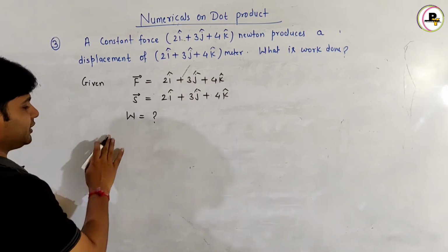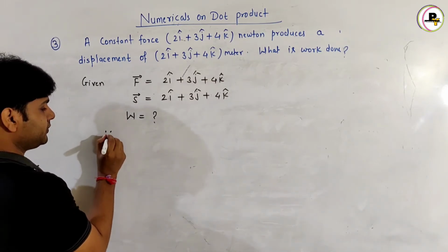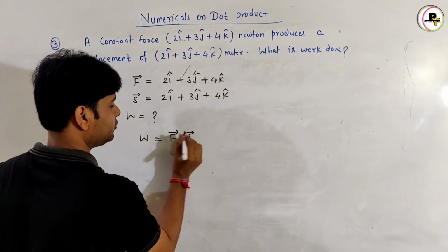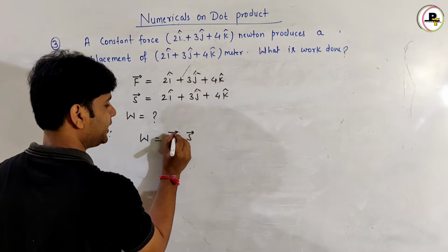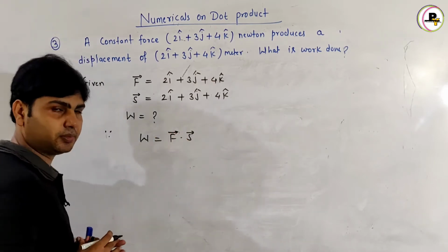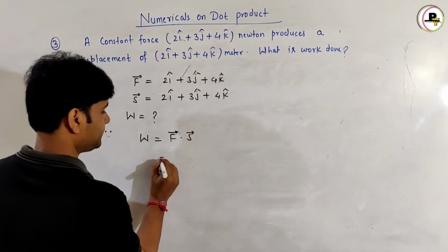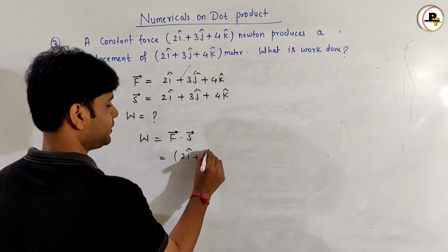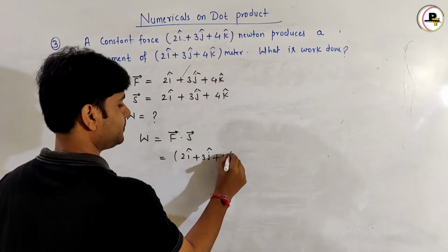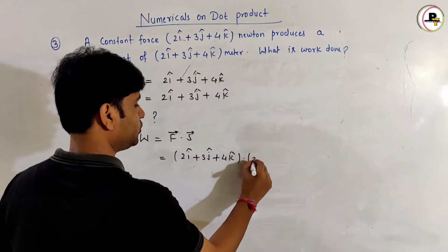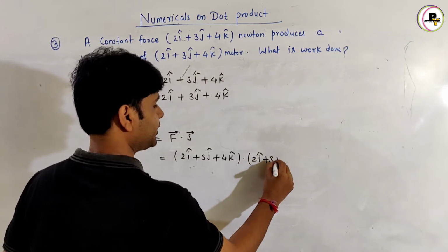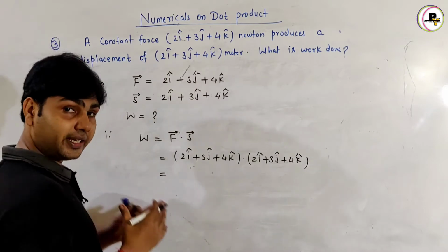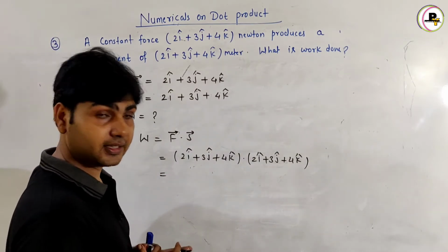As I know by the definition of work done, the work done is the dot product of force and displacement, because work is a scalar quantity. So I have to take the dot product of force and displacement. Force is 2i cap plus 3j cap plus 4k cap dot 2i cap plus 3j cap plus 4k cap, and this is equal to ax bx plus ay by plus az bz.